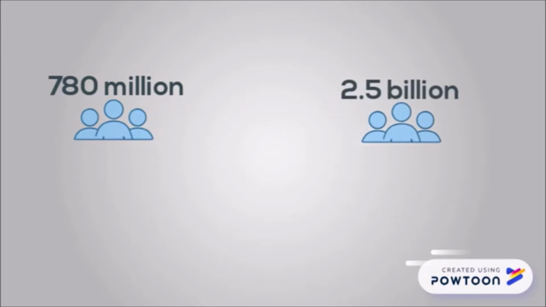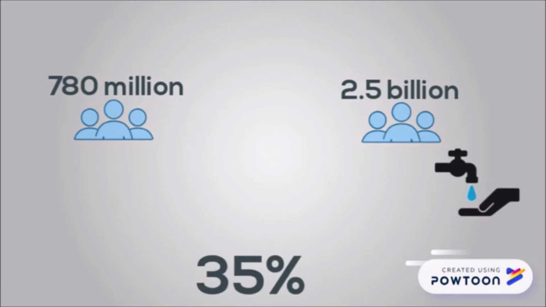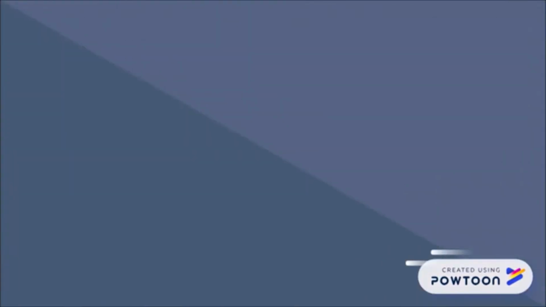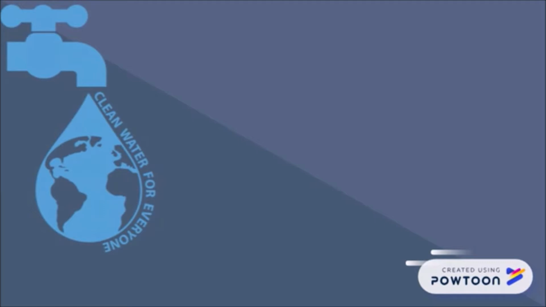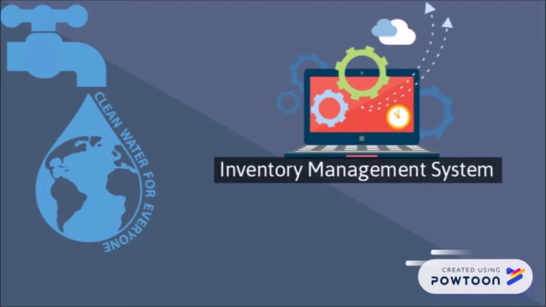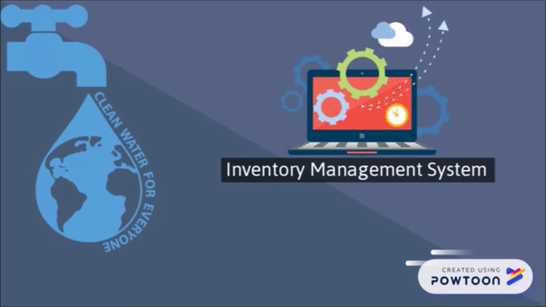An estimated 2.5 billion people lack access to improved sanitation, which is more than 35% of the world's population. Our aim is to provide clean and sustainable water to countries that do not have enough water supply. We have developed an inventory management system to constantly update the water supply at certain locations, as well as monitor them to take certain actions when needed.